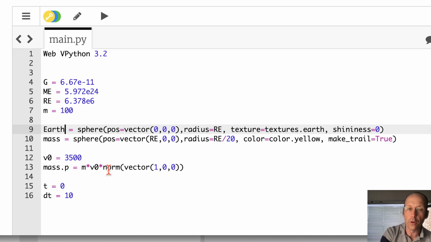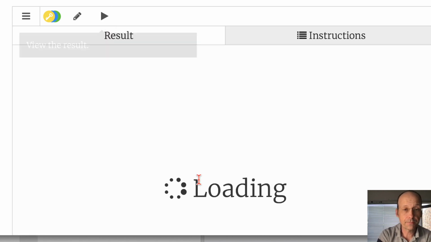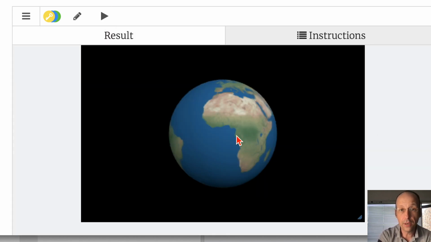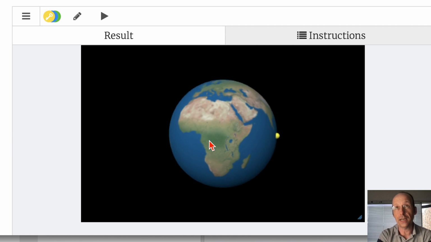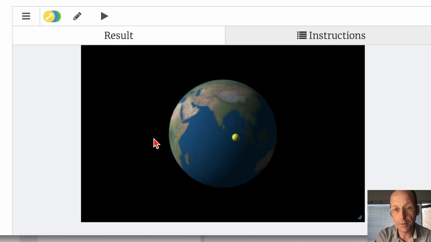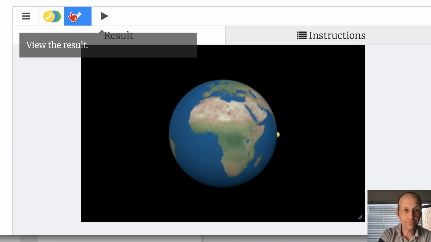And I wrote that in a weird way. I wrote mass times velocity. I want to give it an initial speed. And then this vector 1, 0, 0 says I'm throwing it in the x direction. And I took the unit vector of that, even though it is a unit vector, so I can change it without having to worry about changing the overall speed. Let's just run this. So there's my Earth, and there's my object right there. It's on the x. I can't really see it too well because of where it's at.